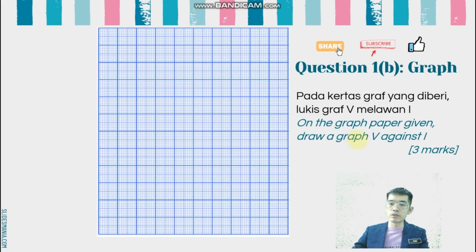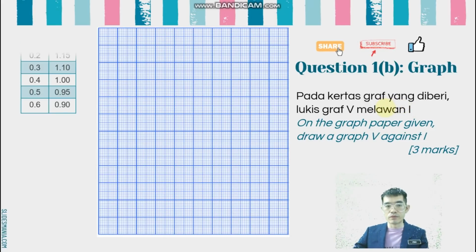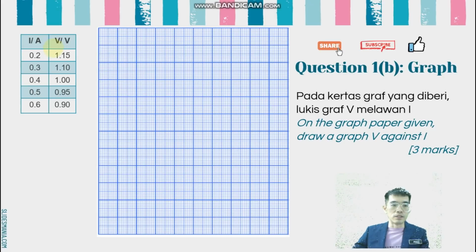So the next question will be regarding the graph. Let us read the question together. On the graph paper given, draw a graph of V against I, 3 marks. For the graph, you have basically 6 important tips to remember when you are drawing your graph. The graph here will be exactly the same as the experiment you have already done in your experiment 2.5. So these are the readings I take from the previous table.